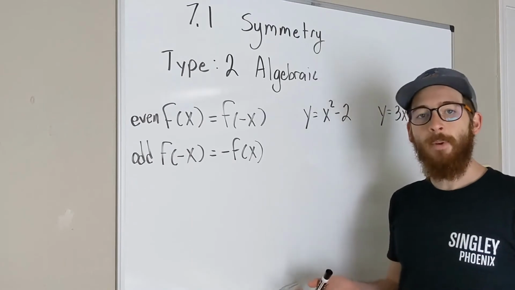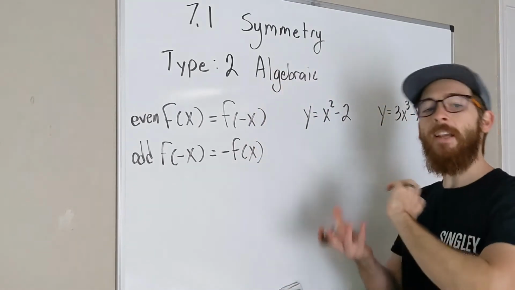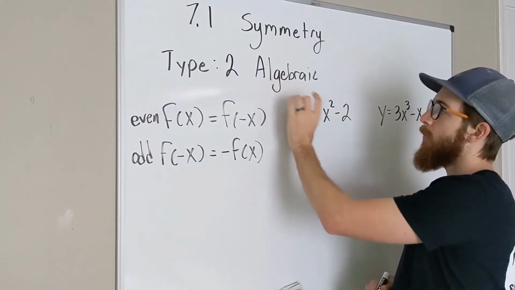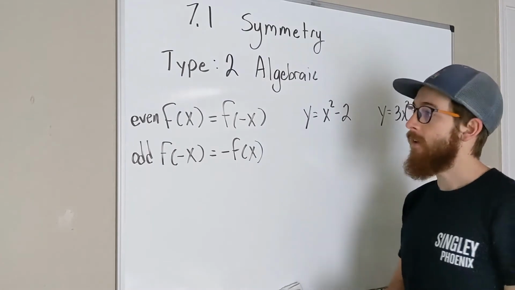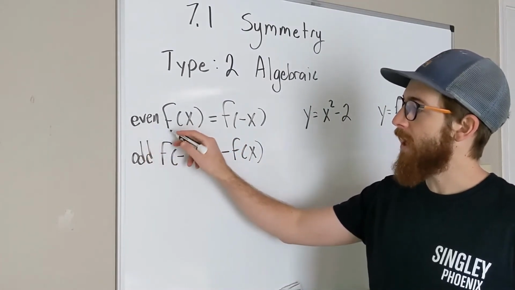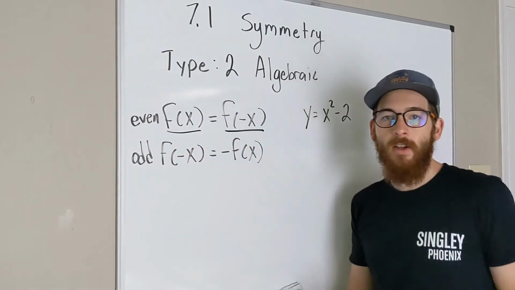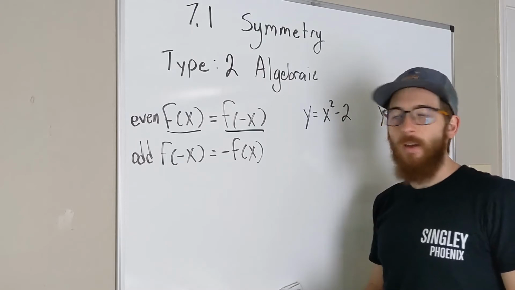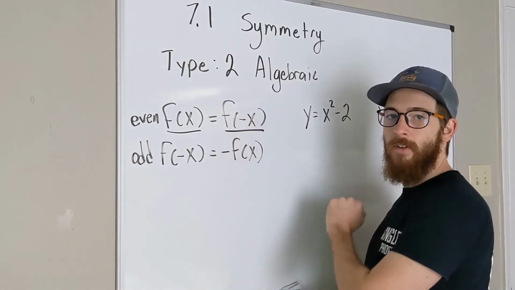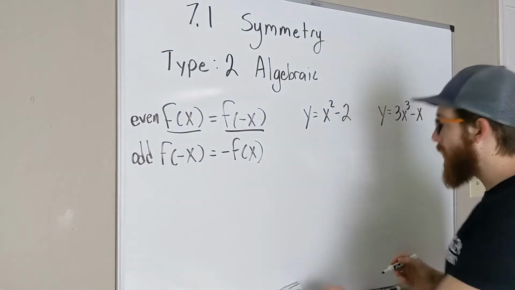The second type of symmetry, or really the same type of symmetry but viewed in a different way, is if we look at these algebraically. What we want to do is check even. We're going to check f of x is equal to f of negative x. Well, what does that mean? What does it mean to put negative x inside of the function? So let's look at this first example and see what happens if we do that.